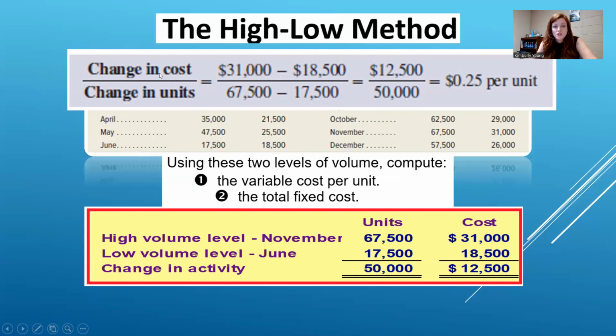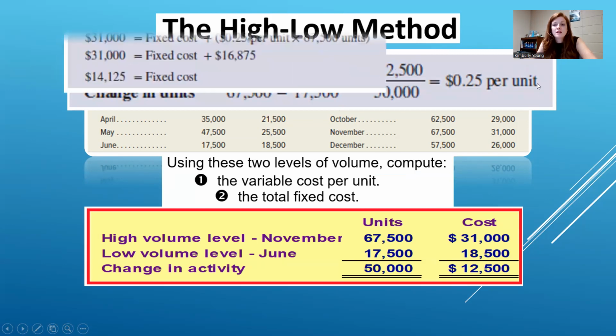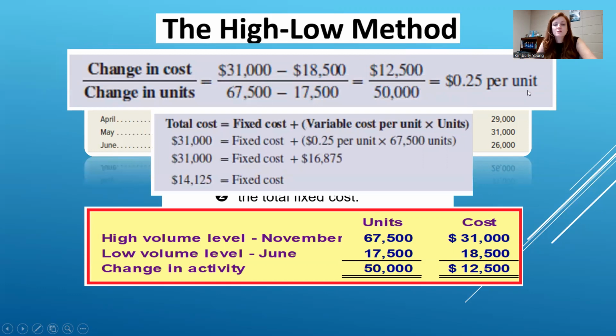So we're going to take the change in cost divided by the change in units, which is what we did down here, 67 minus the 17 to get 50, 31 minus the 18 to get 12,500. We divide the change in cost by the change in units, and that tells us our variable cost per unit. So for this example, the variable cost was 25 cents per unit. Finally, our last step is we want to find the fixed cost. So we can use the highest point and the highest amounts, or we could use the lowest. Either way, we are going to come up with the same fixed cost.